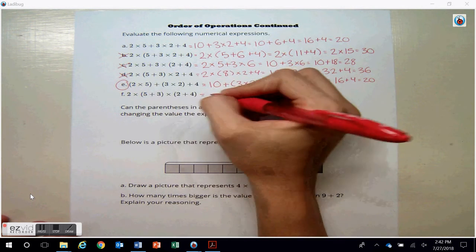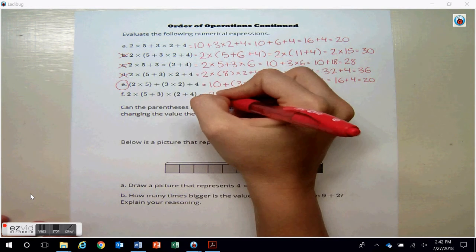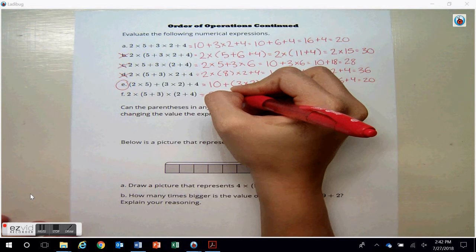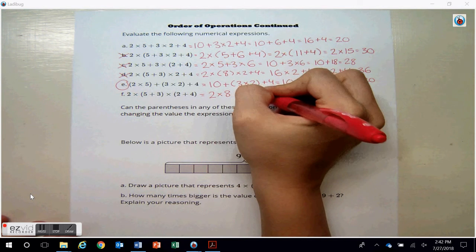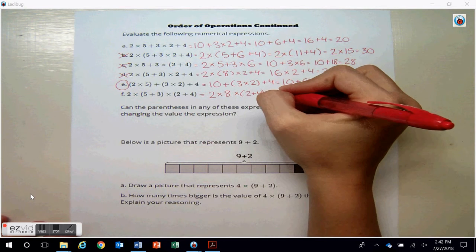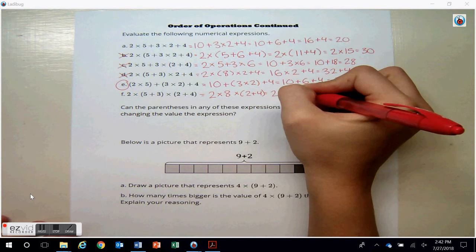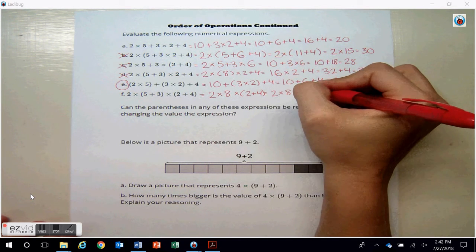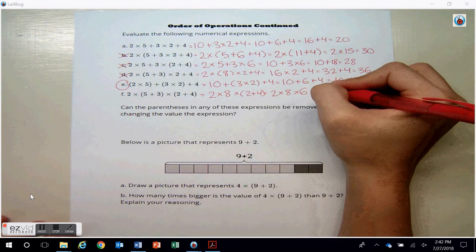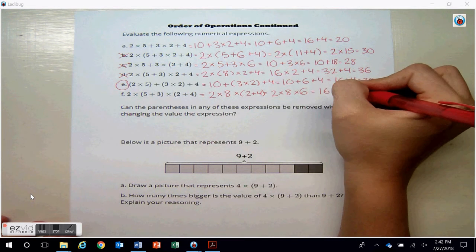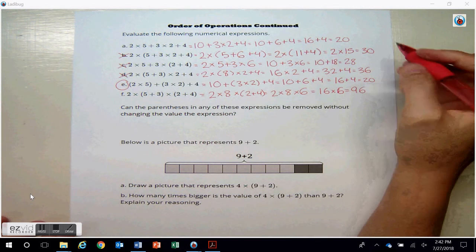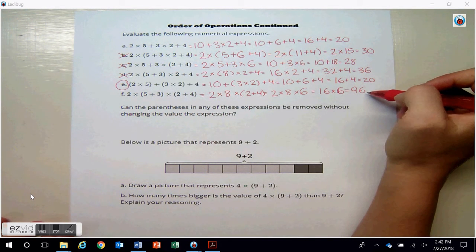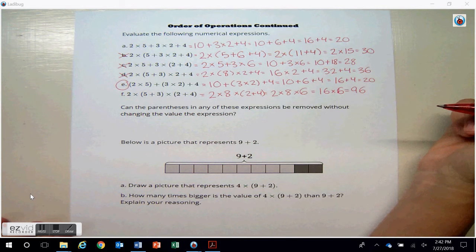Here we go. Follow my order of operations. Look for those parentheses. 2 times 5 plus 3 is 8. Times 2 plus 4. Solve what's in those parentheses. 2 times 8 times 2 plus 4 was 6. 2 times 8 is 16. 16 times 6 is 96. If I take out those parentheses, I'm definitely not still getting 96.